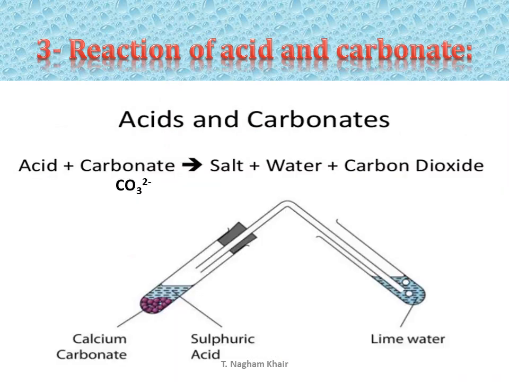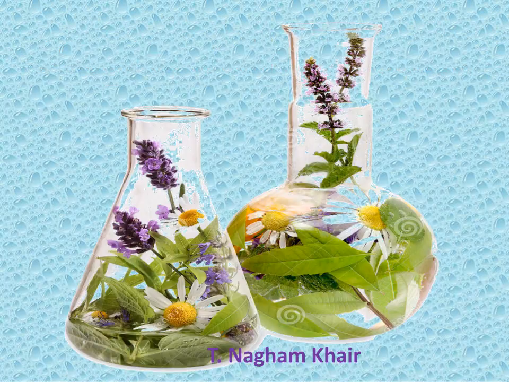The third reaction is the reaction between an acid and a carbonate. What is a carbonate? Carbonate is a compound containing CO3 2- ions. Acid with carbonate gives salt plus water plus carbon dioxide. And carbon dioxide is the evidence of the reaction of acid with a carbonate. Carbon dioxide, as we know, turns lime water turbid.